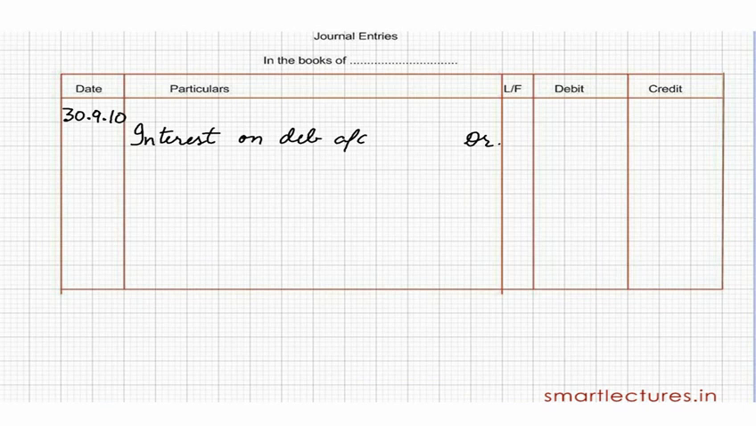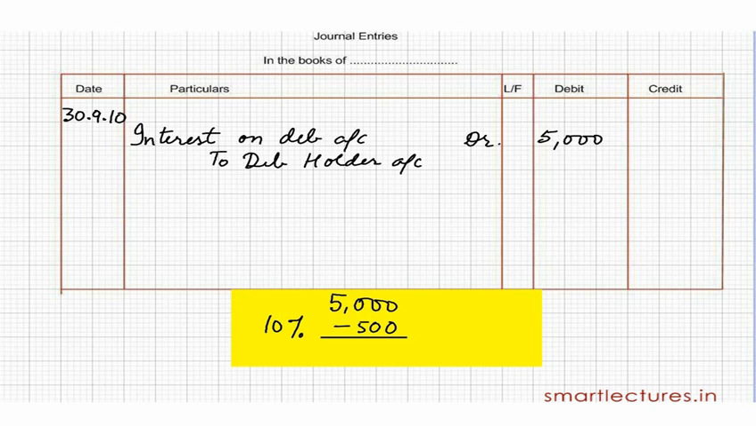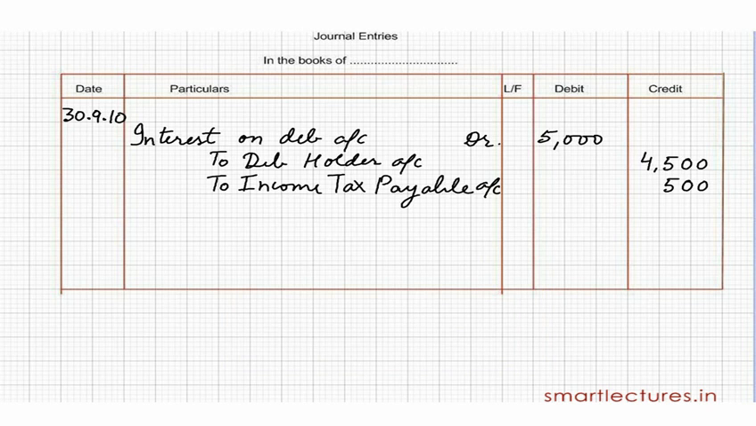So the journal entry will be interest on debentures account debit 5,000 to debenture holder. We cannot write down 5,000 rupees because we have to deduct 10% income tax, and 10% of 5,000 is 500. It means the amount due to the debenture holder is only 5,000 minus 500, that is 4,500, and to income tax payable 500. It means total interest due is 5,000. Out of that, 4,500 will be paid to the debenture holders and 500 will be paid to the income tax department.